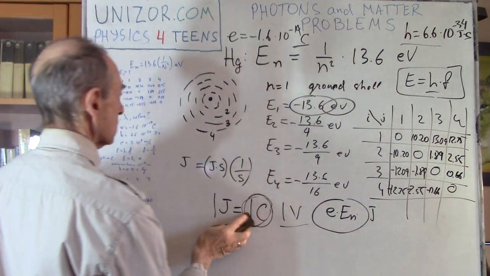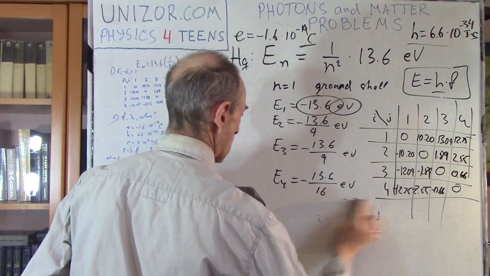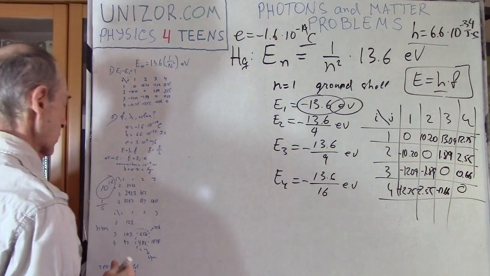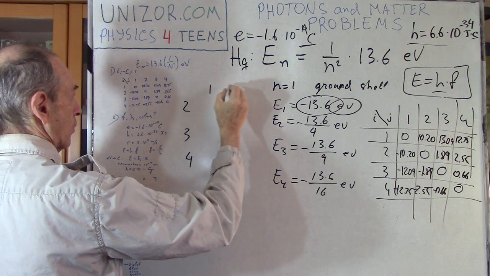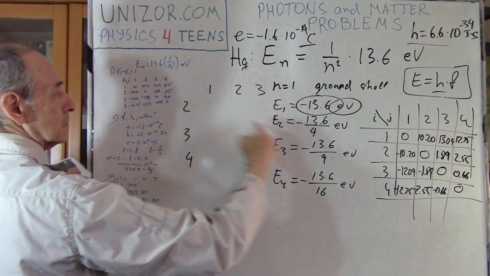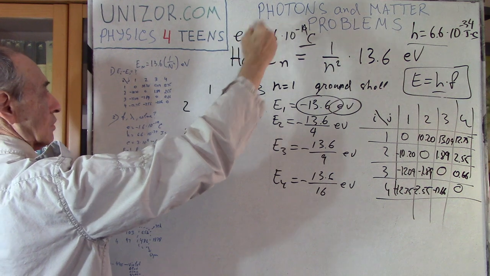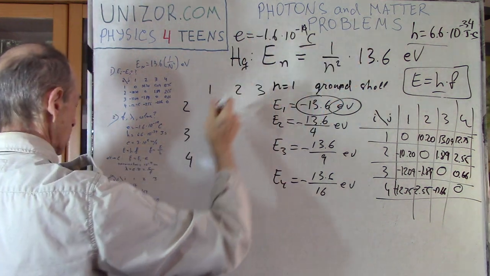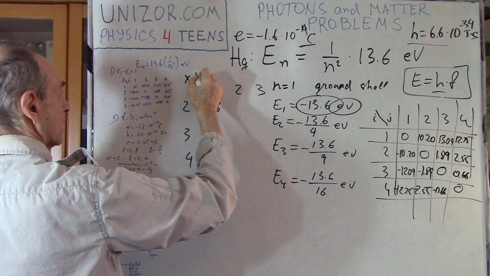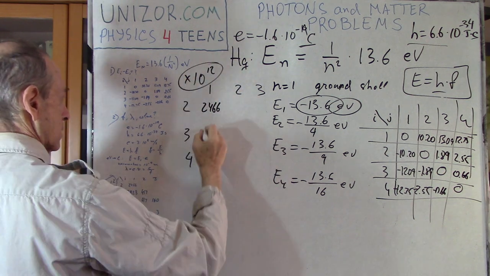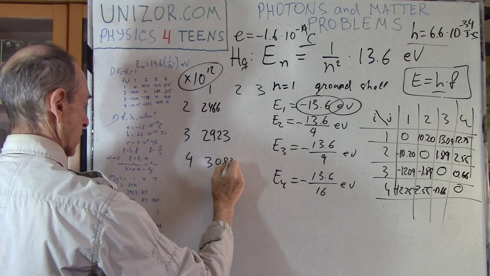So let me just give you the result of this. Okay, the results and frequencies are, so I have levels 1, 2, 3, 4. From 2 to 1, it's minus 10.20. So if I multiply it by the charge of the electron and divide by Planck's constant, I will have 2466. Now it's all multiplied by 10 to the 12. Now the 3 to 1 would be greater, obviously, because it's a greater amount of energy, and 3083.